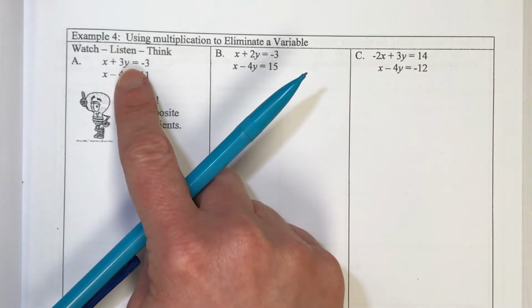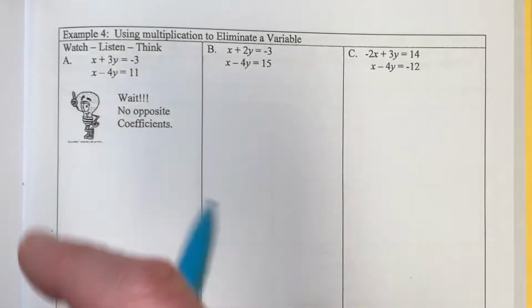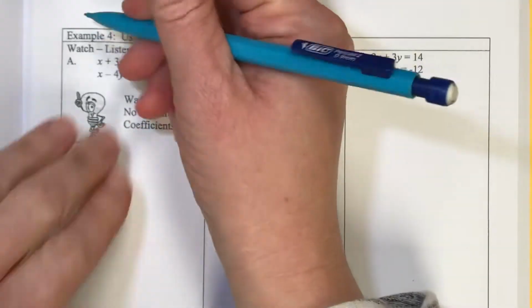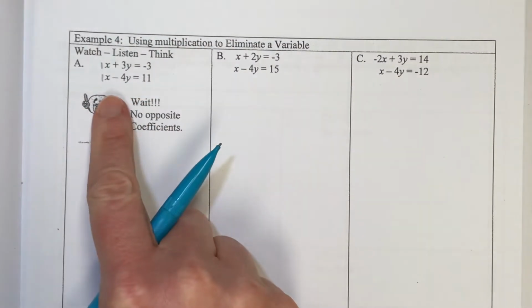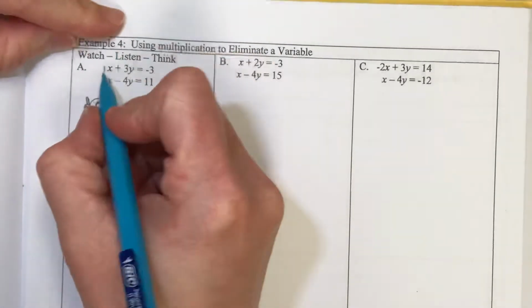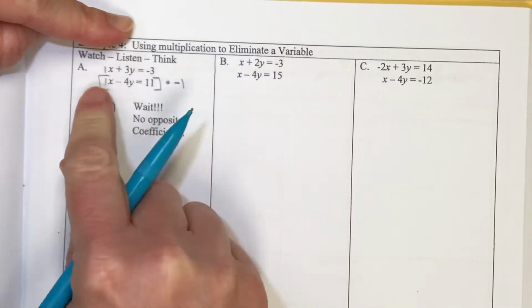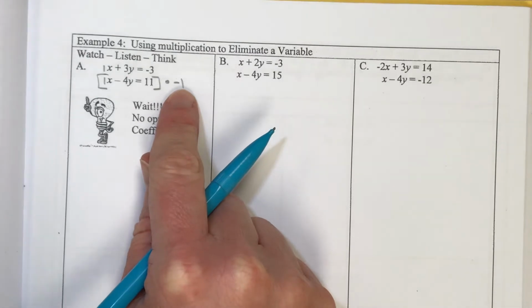We are going to use multiplication to make opposite coefficients. Now I see that my coefficient in front of x would really be a 1 here, and it would be a 1 for x here as well. I see that they're the same number, they're just not opposite sign. So I am going to multiply one of my functions by -1, everything in that function by -1, to force my coefficients to be opposite signs.